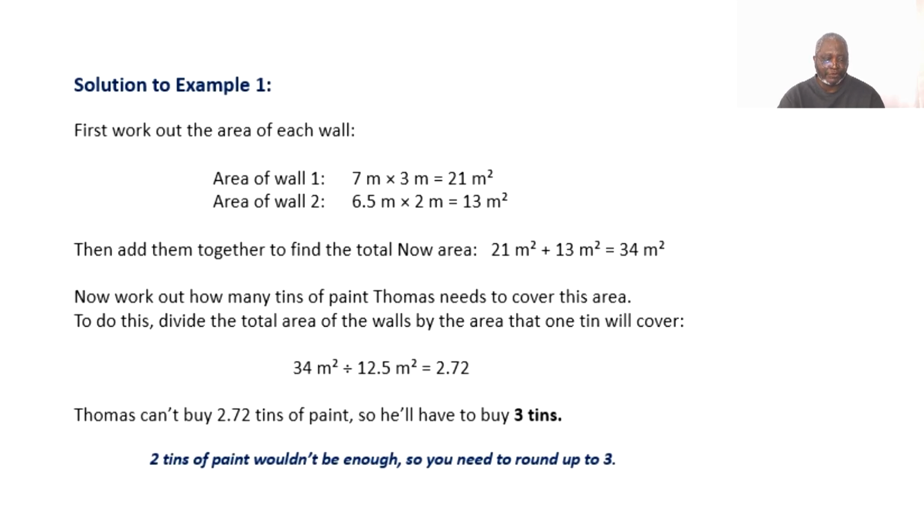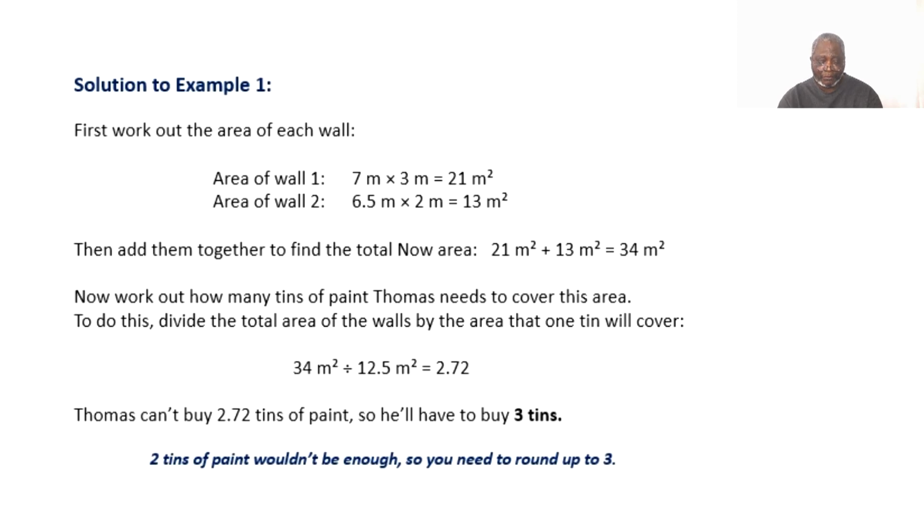Solution to example 1. First, work out the area of each wall. Wall 1, 7 times 3 meters is equal to 21 meters squared. And then the area of wall 2 is 6.5 meters times 2 meters, which is equal to 13.5 meters. And then you add them together and you'll have 34 meters squared. Now work out how many tins of paint Thomas needs to cover the area. This is where you have to think outside the box. To do this, divide the total area of the wall by the area that one tin will cover.